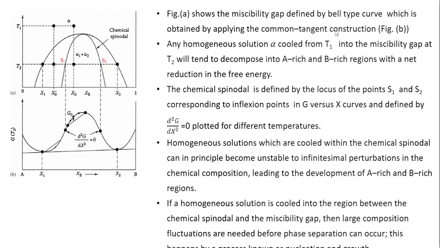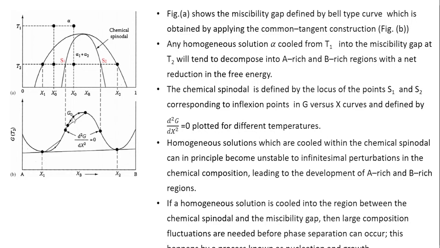Figure A shows the miscibility gap defined by the bell type curve, which is obtained by applying the common tangent construction. So how do you obtain that common tangent construction? You have alpha at this temperature here.